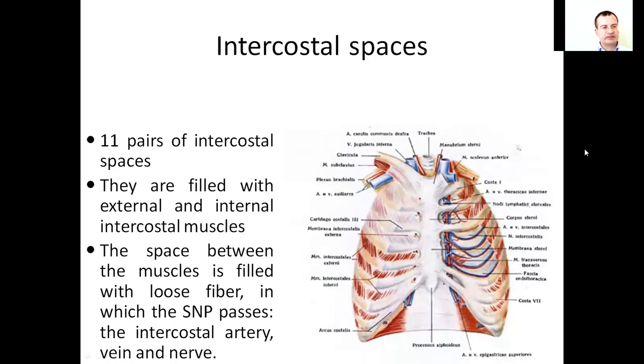Intercostal spaces. There are 12 pairs of intercostal spaces, filled with external and internal intercostal muscles. The space between the muscles is filled with loose fibre in which the intercostal artery, vein, and nerve pass.